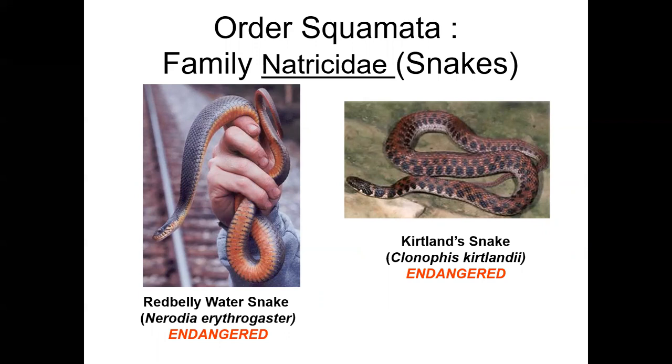We have a couple of endangered species in this family, the red-bellied water snake or copper-bellied water snake, as well as the Kirtland's snake, which is actually pretty common around Indianapolis because it does really well in areas where there's a lot of trash. And so a lot of the old abandoned places where people leave refuse behind are a good place to go and try to find Kirtland's snakes.